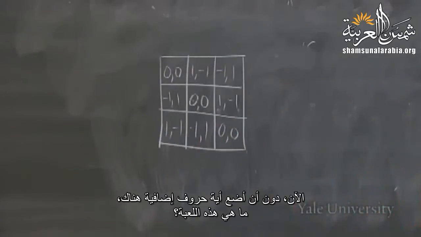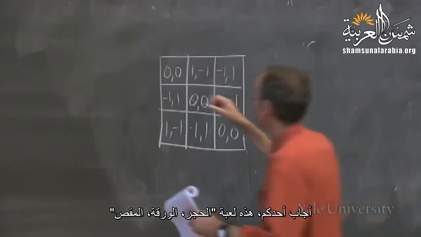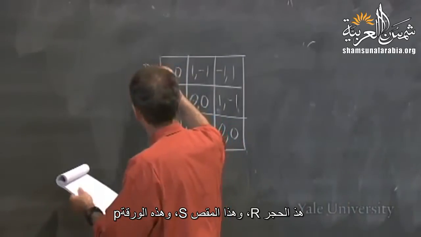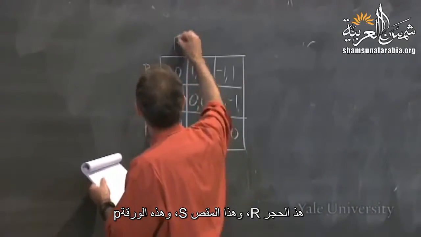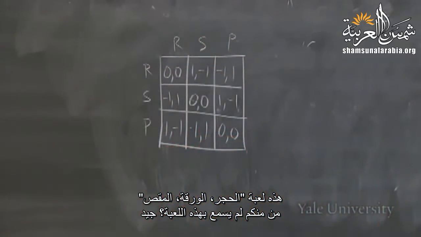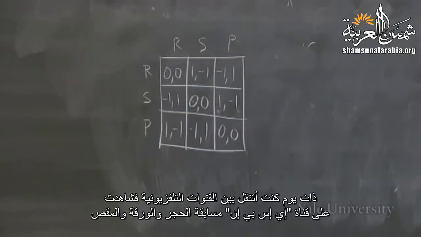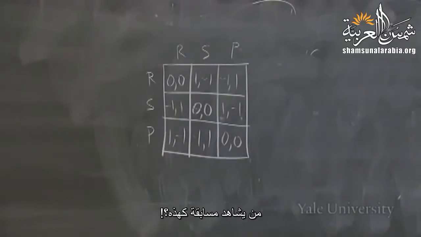Now, without me putting any more letters up there, what is this game? Right, so somebody shouted out, this is rock, paper, scissors. So I think if I get this right, this better be rock, and this better be scissors, actually, and this better be paper. All right, this is rock, paper, scissors. How many of you have not heard of rock, paper, scissors? Good. The other day I was flicking channels, and ESPN had a rock, paper, scissors contest. And I just want to know who watches that. I mean, anyway. All right?